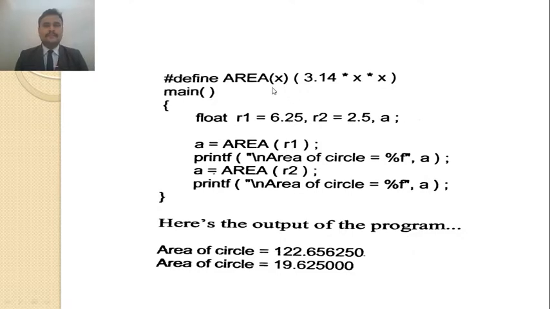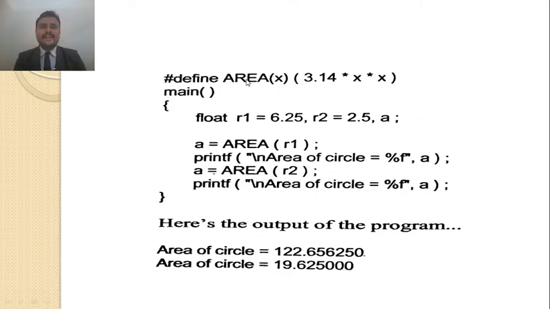Taking a simple example, finding the area of a circle, we are going to accept the value of R1 as 6.25. So AREA(x) here, the value of R1 will be replaced, and the expression is 3.14 into 6.25 into 6.25, that is, R1 into R1. So x is replaced by R1. The value of R1 is available, so we are easily computing A. Similarly with the second.